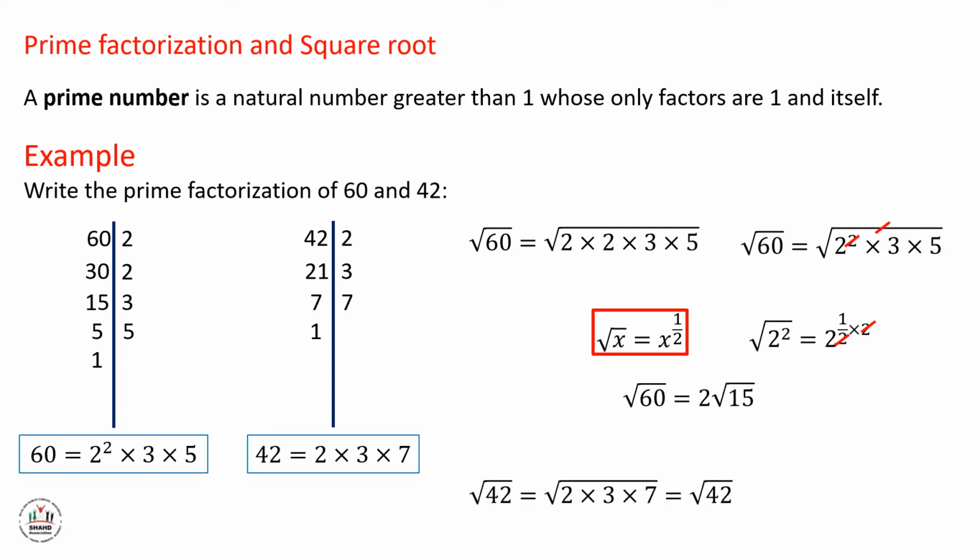For radical 42, we can do nothing, because radical 42 equal to radical 2 times 3 times 7. And there are no squares here, so we can write it directly as radical 42.